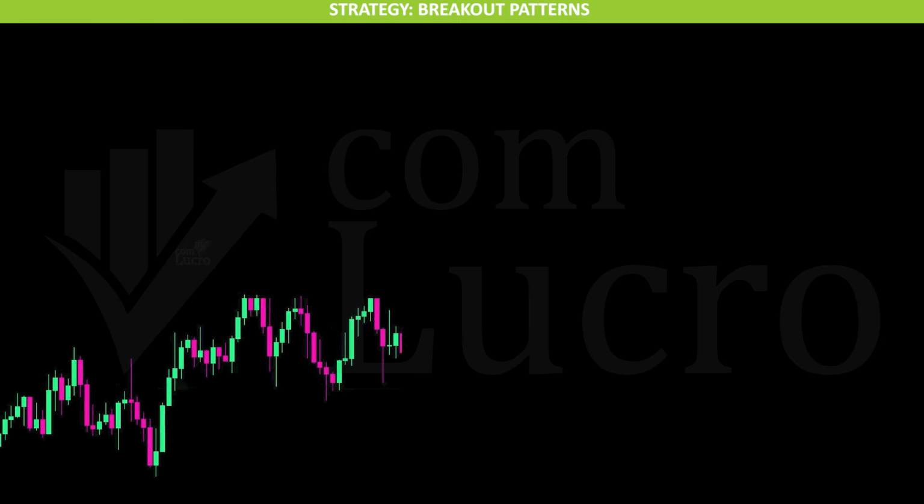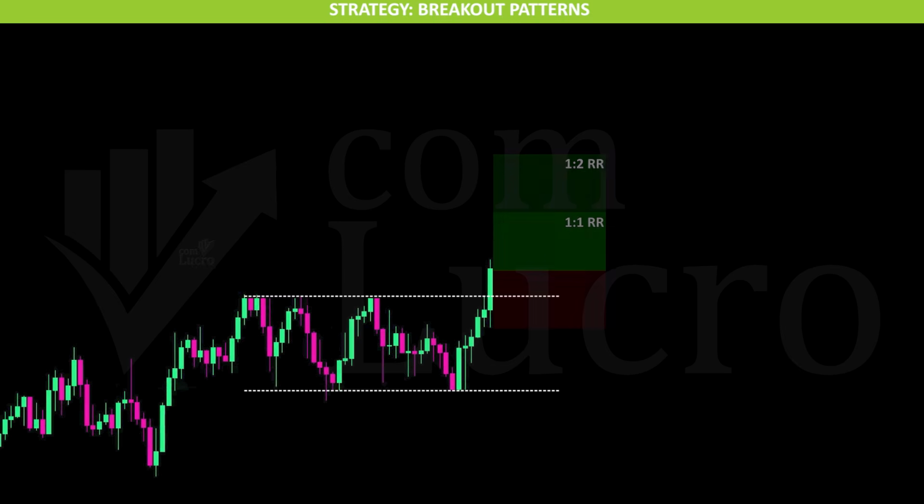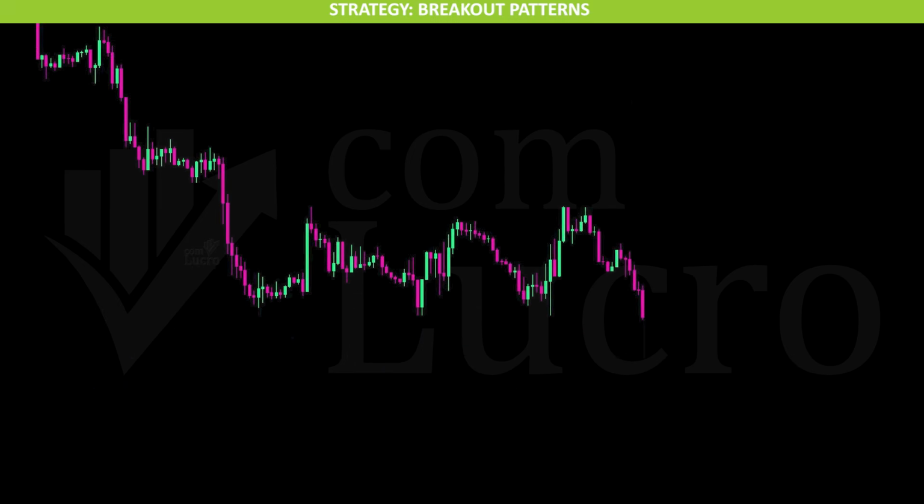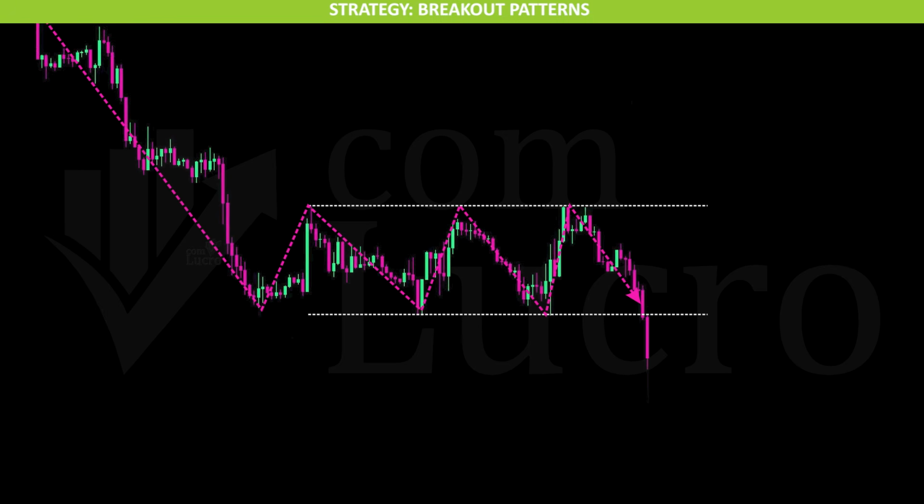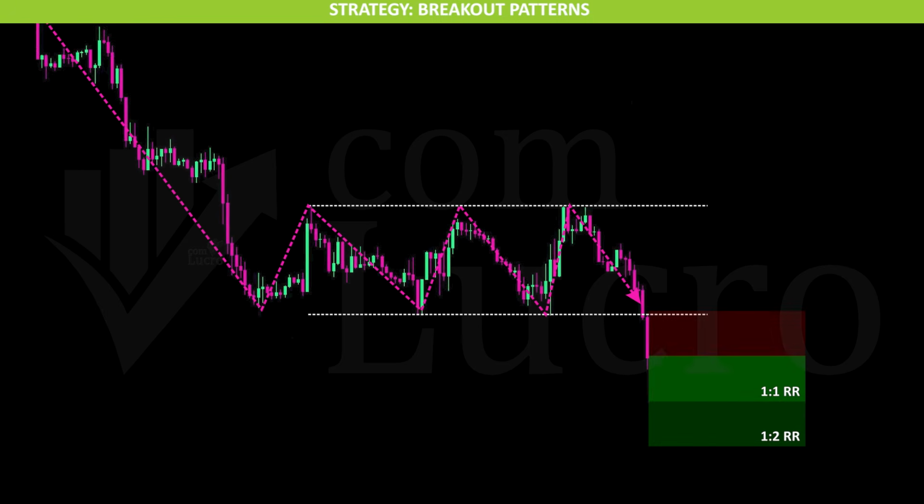Next, breakout patterns. A breakout is when price makes a sudden and significant movement in one direction. It usually forms after the market has spent time in a consolidation period. For example, here, price consolidates in a tight range, and then suddenly moves sharply to the downside. That is a breakout.